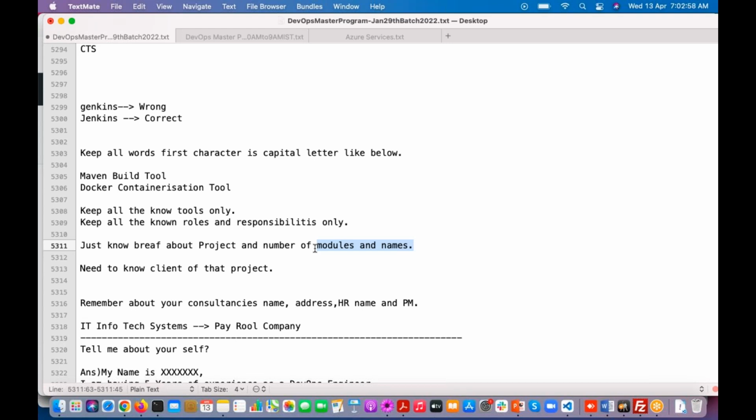Okay, even if they don't know what we are doing in that project, whatever you are going to say confidently, they are going to accept it. But how confidently you are saying, that is important here. No one knows in your company which project is being developed. Clear? And you need to know the client of that project, for which client you are working.